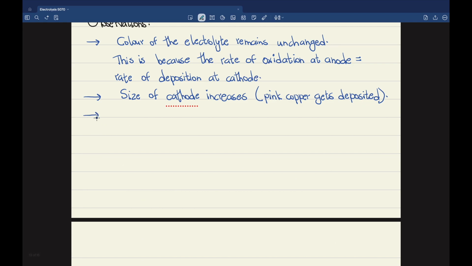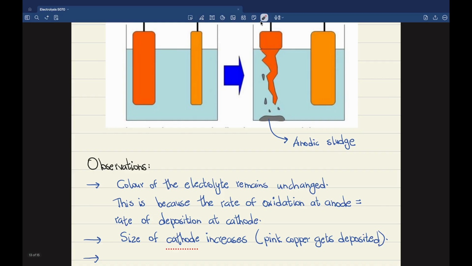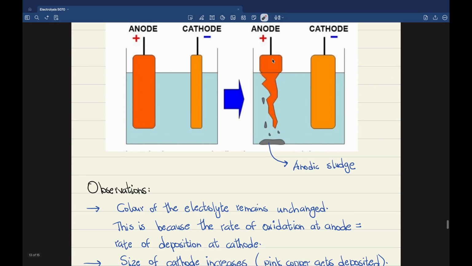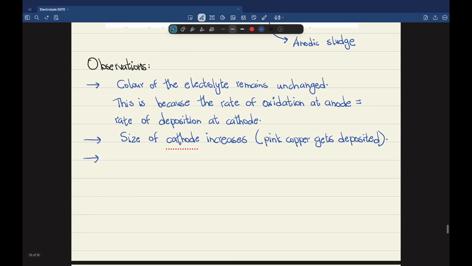Okay, what else do you think? What else do you see? Let's talk about the size of the anode. Let's talk about the size of the anode because you see the size of the anode decreases. Its size decreases because of two reasons. One, the Cu2+ ions go into the electrolyte and from the electrolyte they go to the cathode. And second, the impurities fall off as anodic sludge and settle at the bottom of the container. Settle at the bottom of the container, right? So what we say is the size of anode decreases.